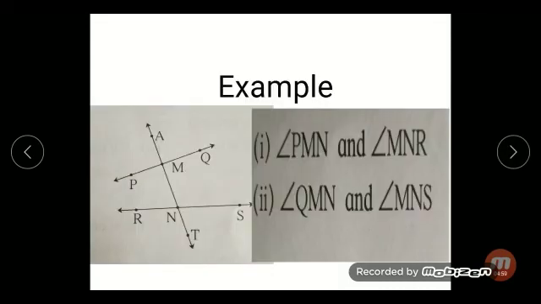Another example: angle PMN and angle MNR are a pair of interior angles. Angle QMN and angle SNM are a pair of interior angles.